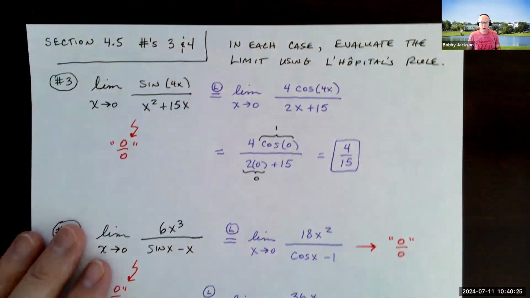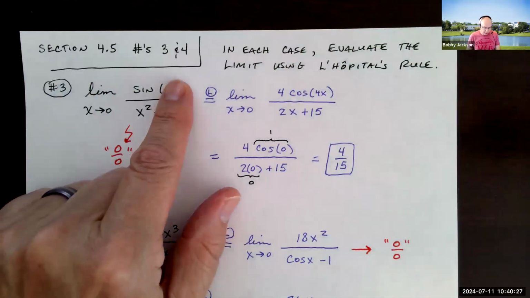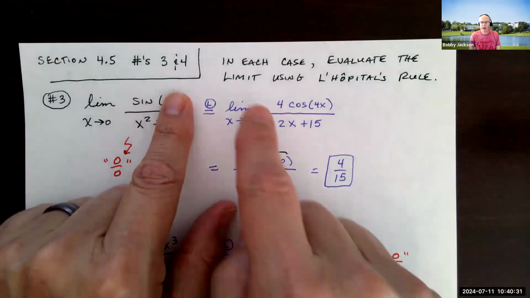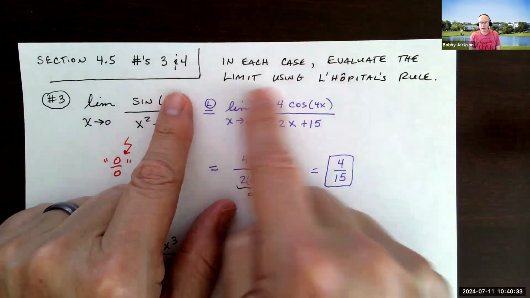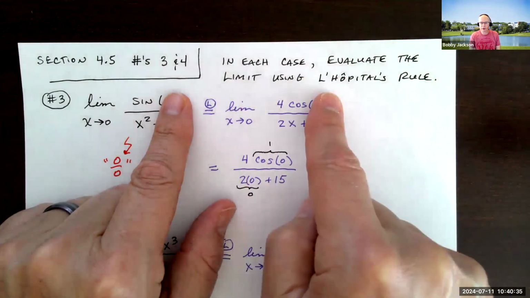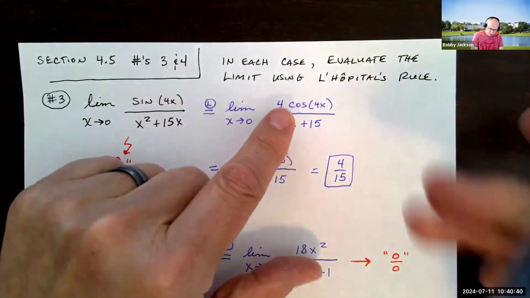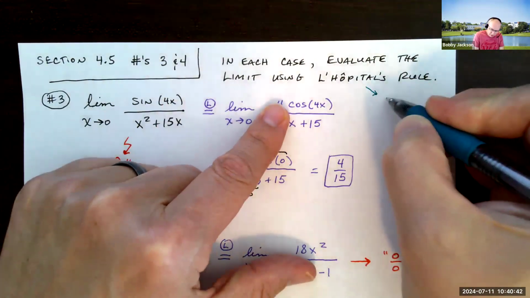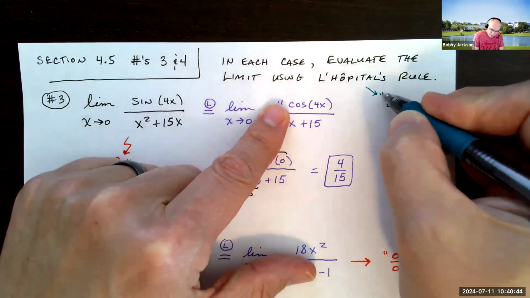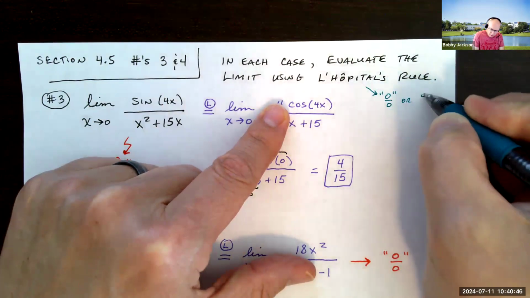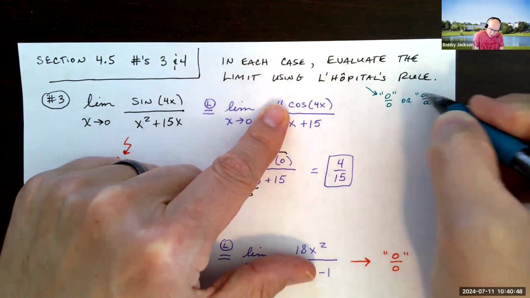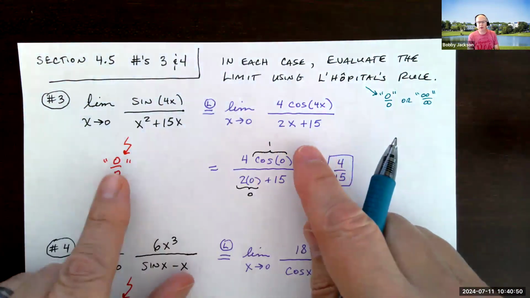Hey everyone, we're going to look real quickly at numbers 3 and 4 in section 4.5. In both of these problems, you're to evaluate the limit using L'Hopital's rule. This is the section where we've been covering this rule. Remember, the form for L'Hopital's rule has to be what? Limits of the form 0 over 0 or infinity over infinity. So you always want to plug in and check to see if that's the case.